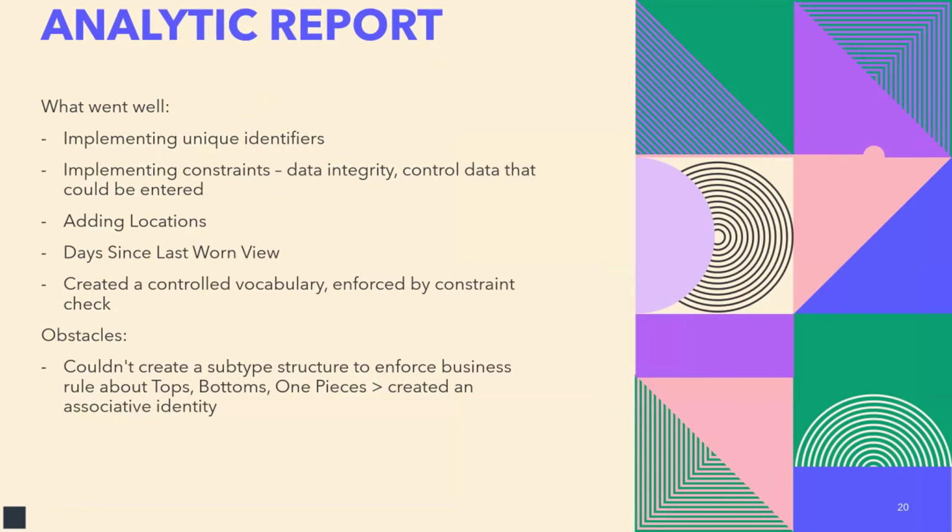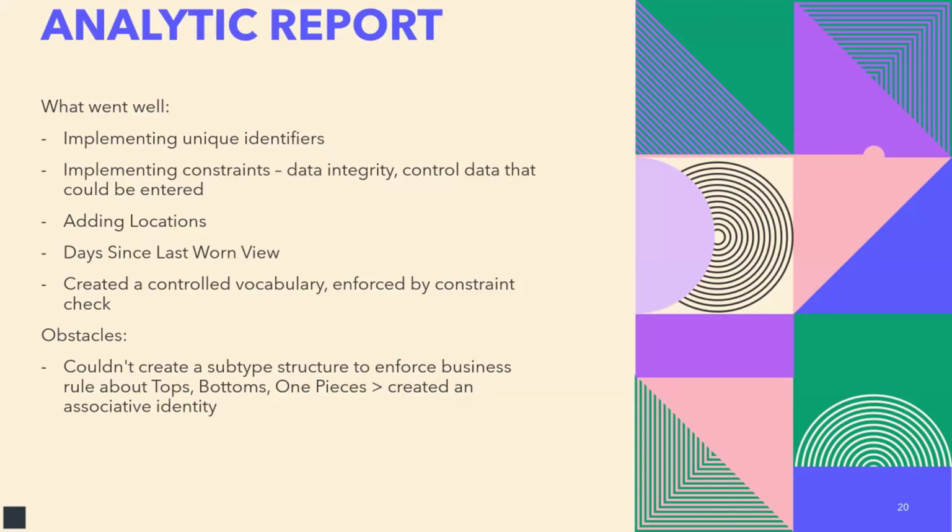We would also like to point out some highlights and some challenges we underwent through this process. So with implementing unique identifiers, we managed to succeed in our goal to mark all our clothing articles and be able to call them up when needed. We also implemented constraints, which help control data integrity as well as determine what type of data could be entered, specifically for the jewelry and top entities.